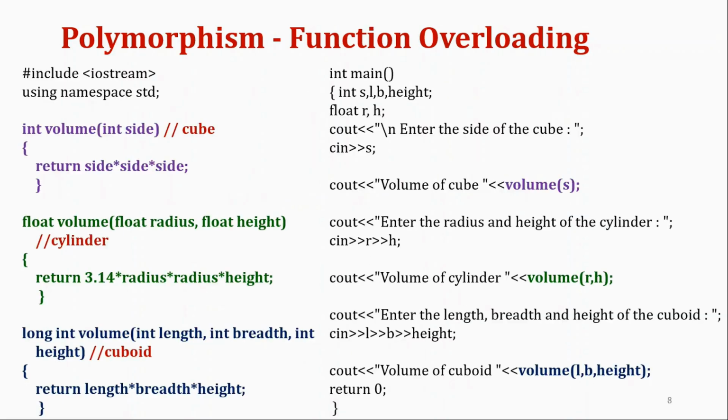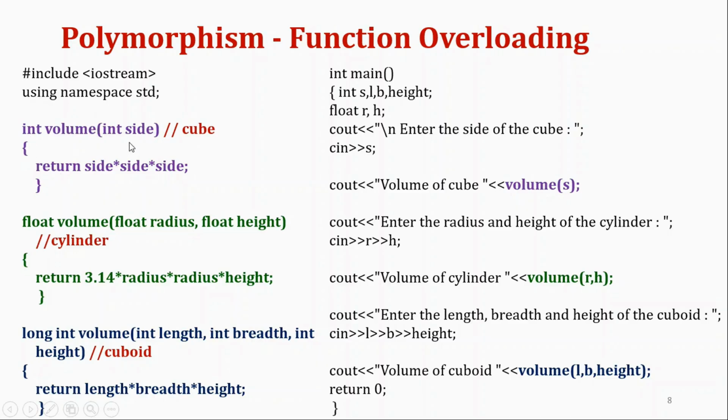We'll see another example, and we'll understand easily how function overloading actually works. Consider this program, where I'm having, without classes actually, 3 functions. The function name is volume. The return type is integer, with only one parameter, that too an integer. So this is function number 1.